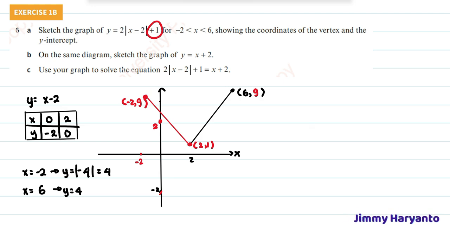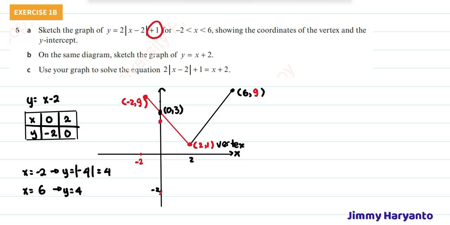So showing the coordinates of the vertex, this is the vertex, and the y-intercept, oh this one, y-intercept will be at 0, 3. Okay, why is it 0, 3? Because we moved it 1 unit up before, from 2 it will become 3. Okay, this is our graph.